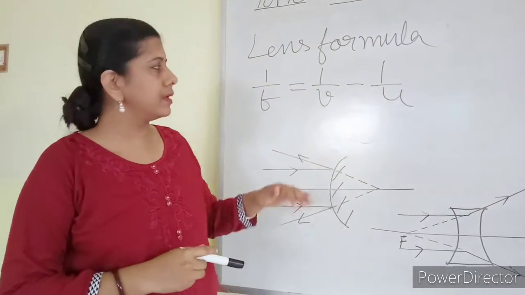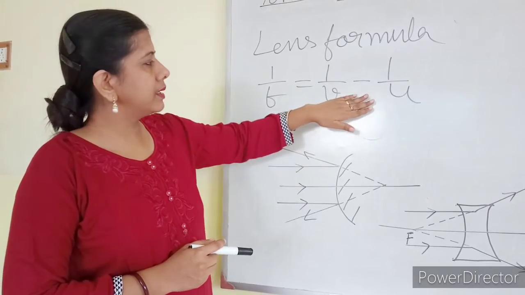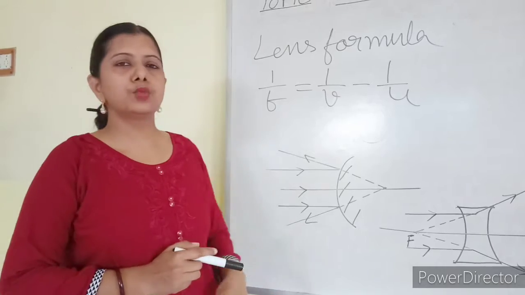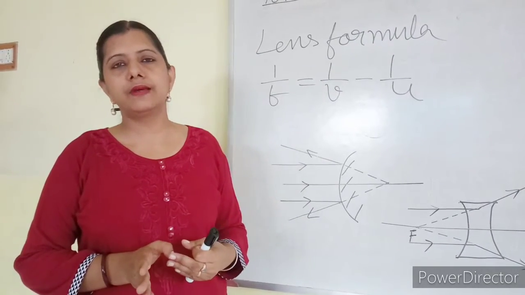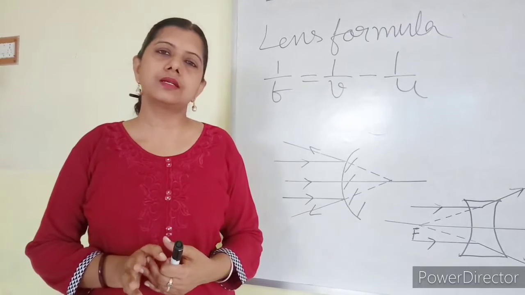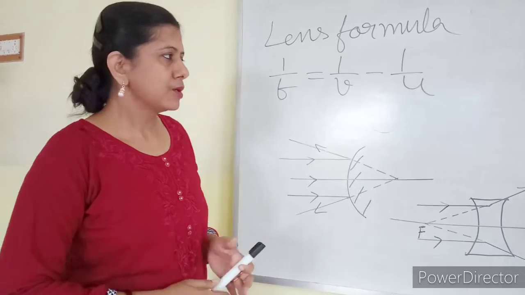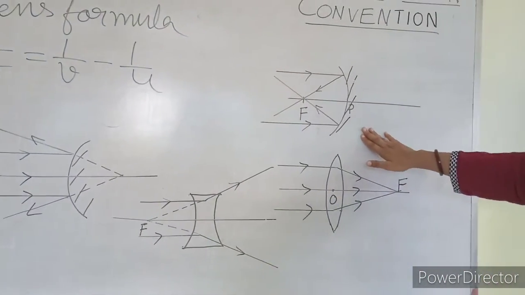In mirror you have learned 1 by f equal to 1 by v plus 1 by u. Here, instead of plus, it is minus. But while doing the numerical you have to be very clear about the sign convention. Without sign convention your numerical answer will be wrong from the beginning only. So I have drawn the diagrams here to explain the sign convention.